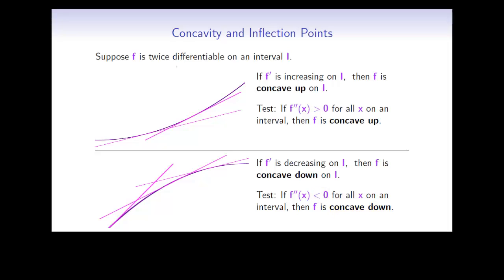If we compare these two pictures, we see that in both of them, the function itself is increasing. But in the first picture, it's concave up, and in the second picture, it is concave down. This means that the second derivative helps us tell the difference between these two types of curves.